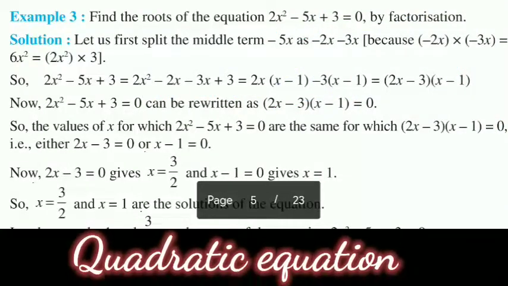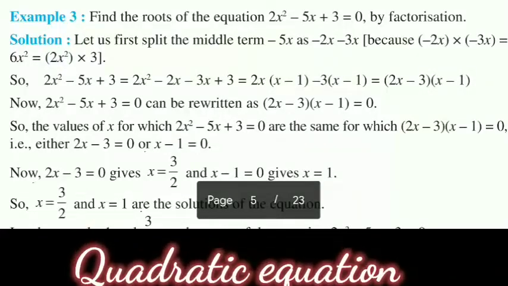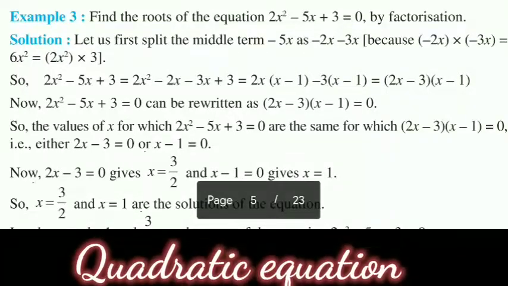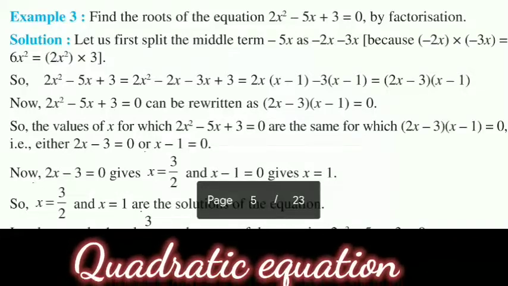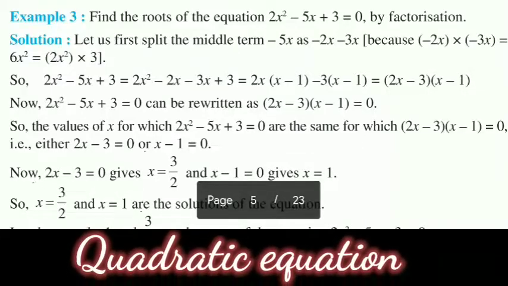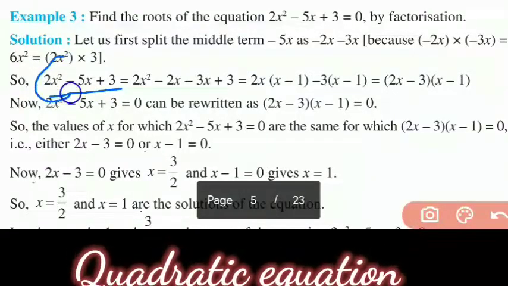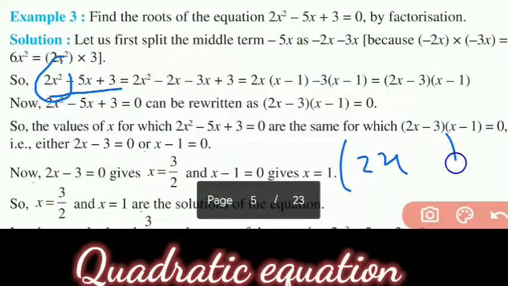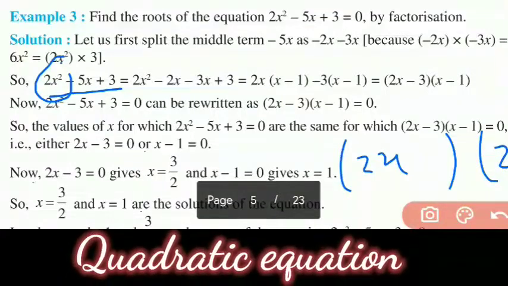Now I am telling you a short trick. If you want, you can learn it, but sometimes it may not work, so you need to practice this one also. The question given was 2x square minus 5x plus 3. What is the x square term? That is 2x square. So we write in the first bracket 2x, close the bracket, make another bracket, and write 2x there also.